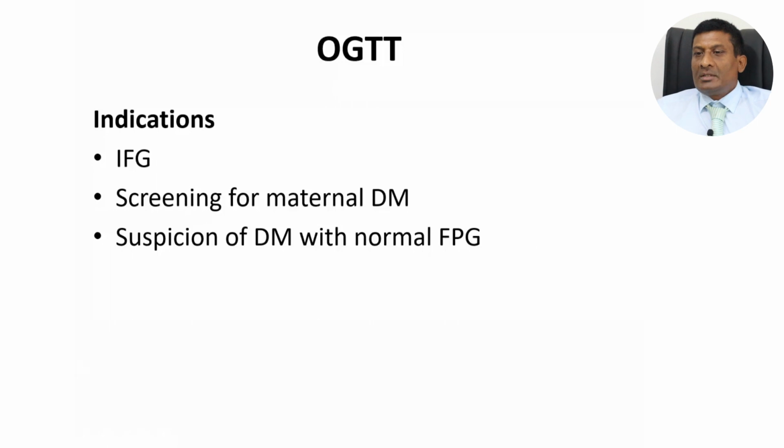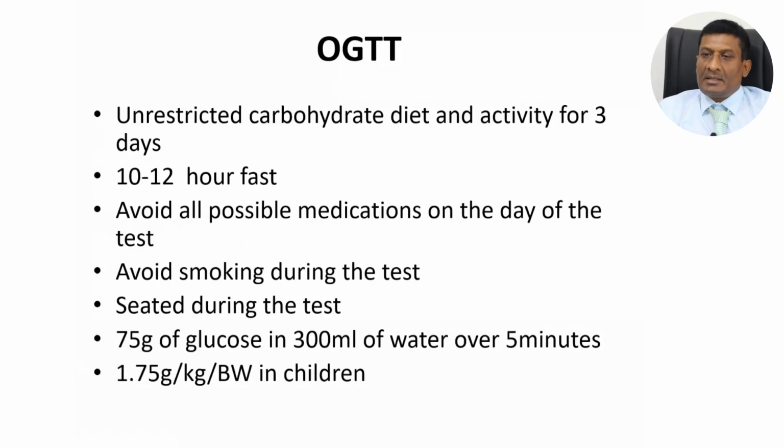How do you do OGTT? Put the patient on an unrestricted carbohydrate diet and activity for 3 days prior to the test. Like in any other fasting plasma glucose test, here also you need a 10 to 12 hour fast. And it is better to stop all possible medications on the day of the test. Smoking should be avoided and the patient should be seated throughout the test.